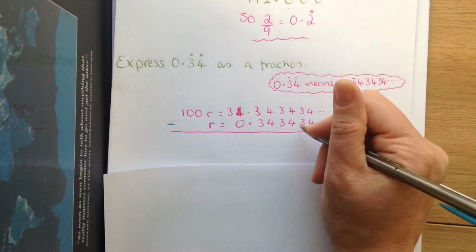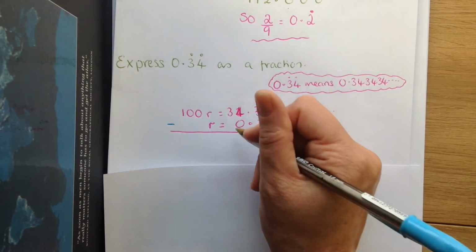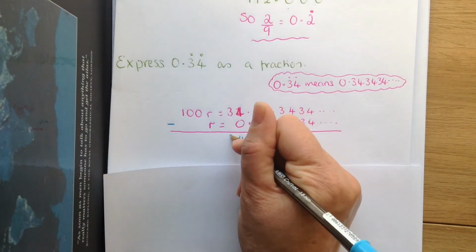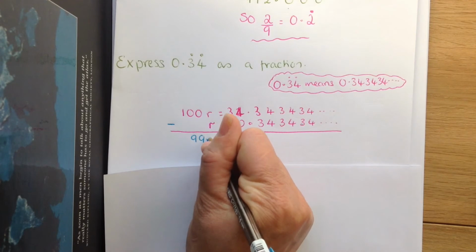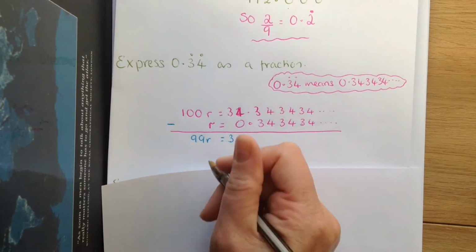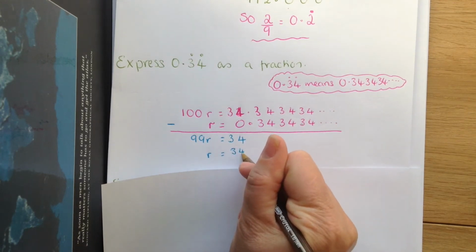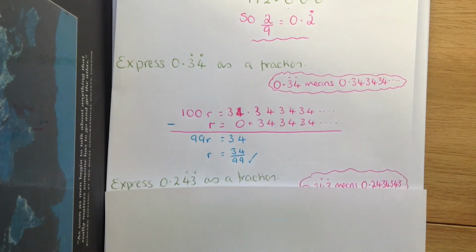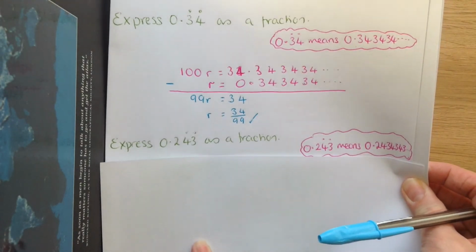So 4 from 4 is 0, 3 from 3 is 0, 4 from 4 is 0, etc., etc., and that continues until I get to this point. 0 from 4 is 4, 0 from 3 is 3, and then I've got 100R take away R, which is 99R. Nearly there now. So in that case, R equals, dividing both sides by 99, 34 over 99. There we are. The second example is the same sort of idea, but a little bit harder.